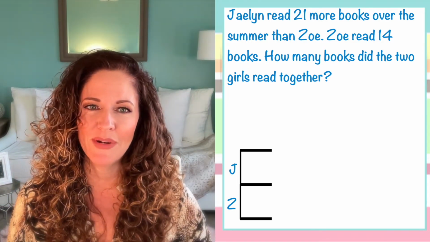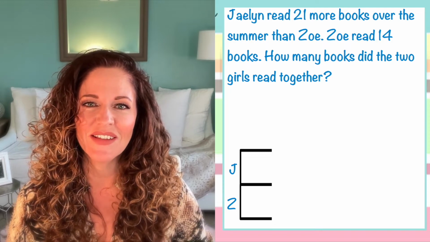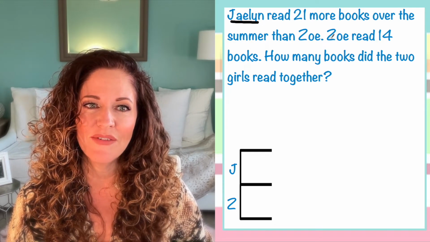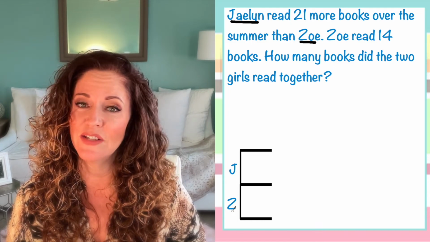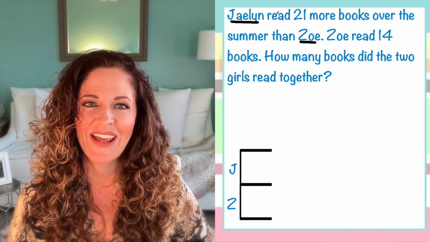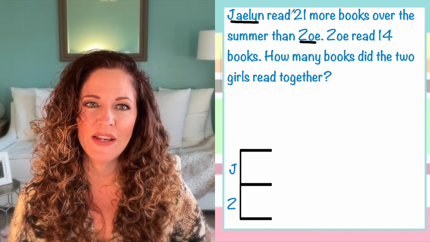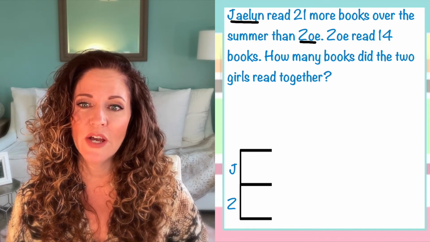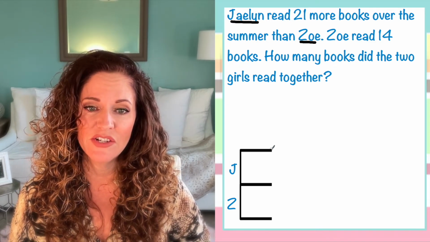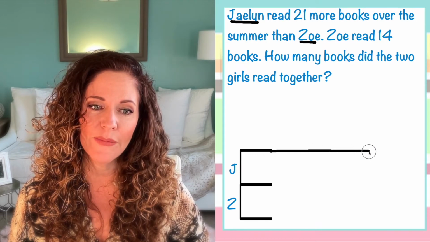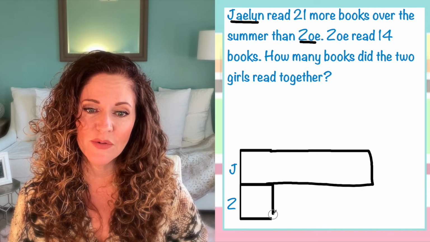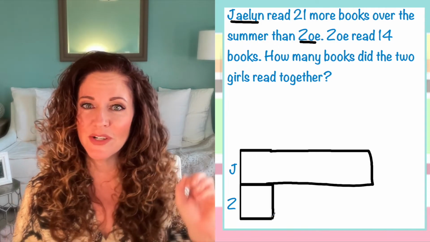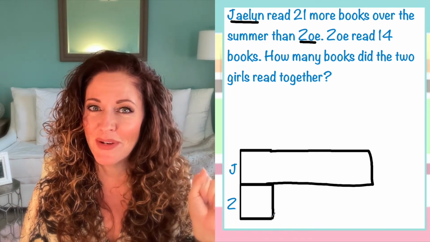Another one where we're going to be putting the numbers together. So let's see. We've got Jalen and we've got Zoe. We're comparing the number of books that Jalen and Zoe read. And now I'm reading Jalen read 21 more than Zoe. That tells me that Jalen's box is going to be the longer box, and Zoe's box is going to be the shorter box. We don't have to worry so much about the size of our boxes now because we're going to be putting numbers in them.